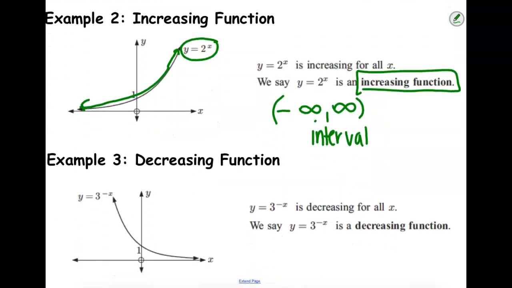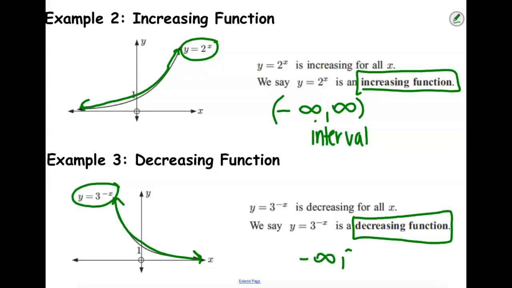Example 2. Here is the function, y equals 3 to the negative x power, another exponential. But notice what's happening now. It is decreasing for all of x. So it's decreasing through this entire interval from negative infinity to infinity. Another interval notation.